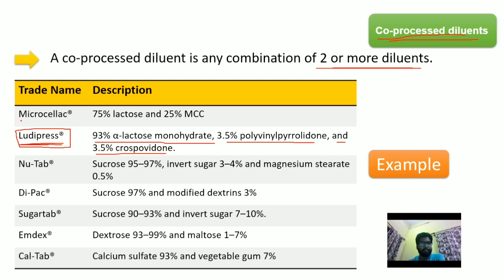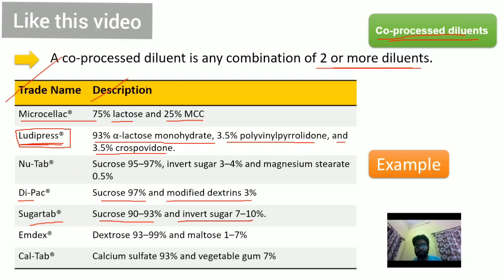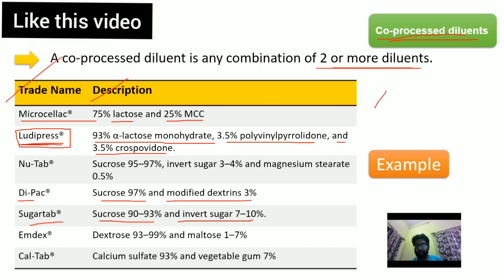Microcelac is composed of 75% lactose and 25% microcrystalline cellulose. Dipac is sucrose 97% and modified dextrin 3%. Sugartab is where sucrose is 90 to 93% and invert sugar is present at 7 to 10%. All these trade names and their descriptions you have to remember, and this is a very important slide.